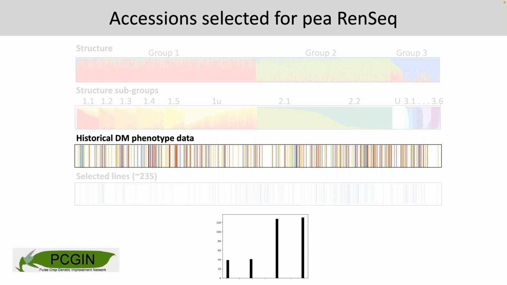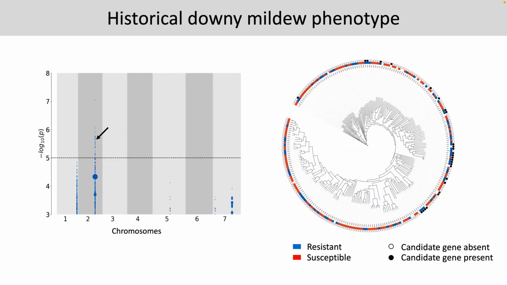When we got the RenSeq data, the first downy mildew data set that I used was the historical downy mildew data that was also used for the selection of these lines. The graph at the bottom shows the phenotype variation for this data. I implemented the RenSeq pipeline on this data, and a clear peak was seen on chromosome 2. This peak underlies a couple of NLRs, which are in linkage disequilibrium.